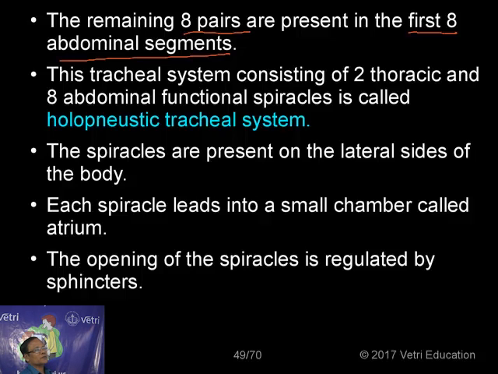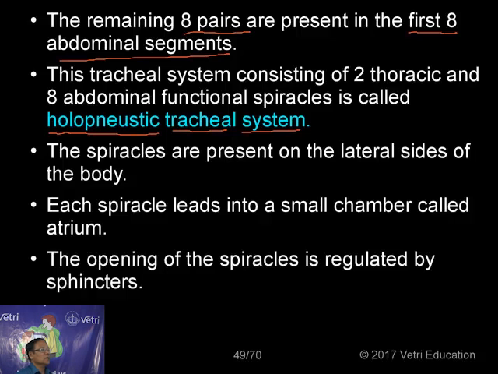So all the spiracles are functional. Such a type of tracheal system is called a holopneustic tracheal system. The meaning of that is that all the openings, all the spiracles, are functional. In some cases, only some spiracles are functional and others are non-functional, though present in the body of the insect. But here all the 10 spiracles are functional, helping in respiration.